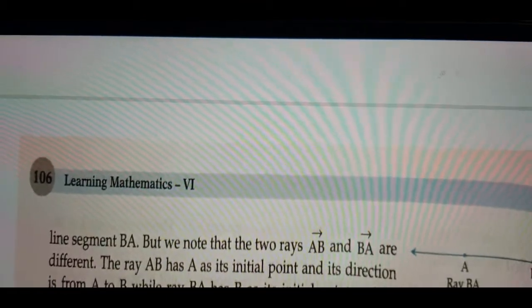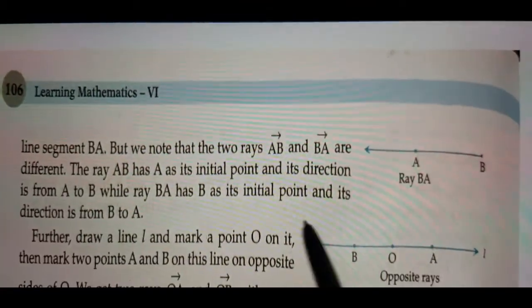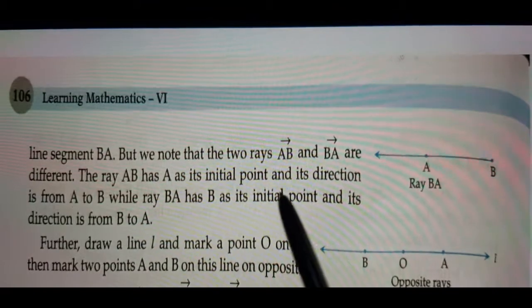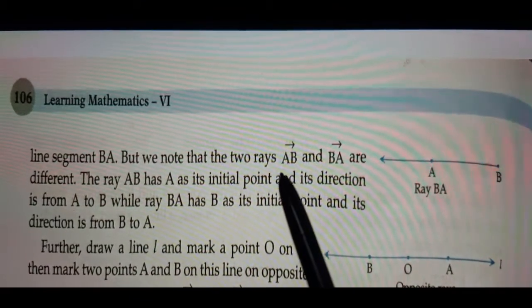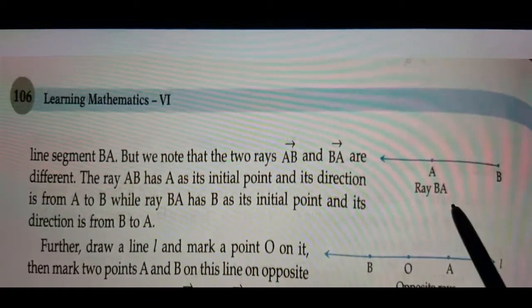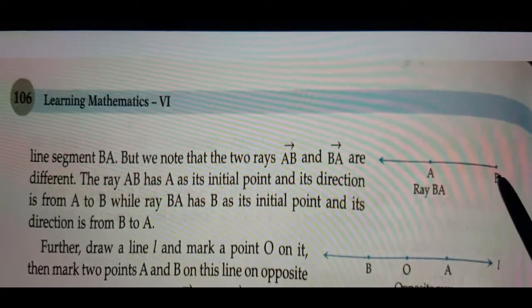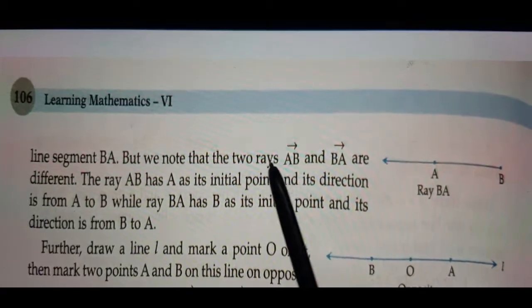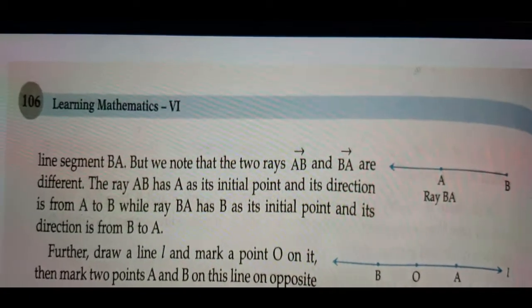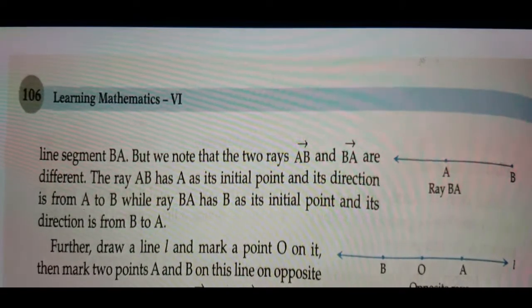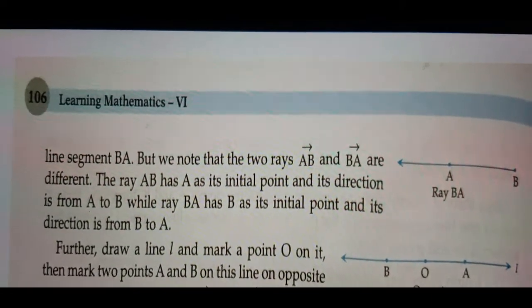So these are the few things which you have to keep in mind. Here the symbol is given: ray AB means from A it's extending, or ray BA means from B it's starting, so the initial point becomes B. When we write ray AB, the initial point becomes A. So these small things you have to keep in mind. Okay, so three basic differences.